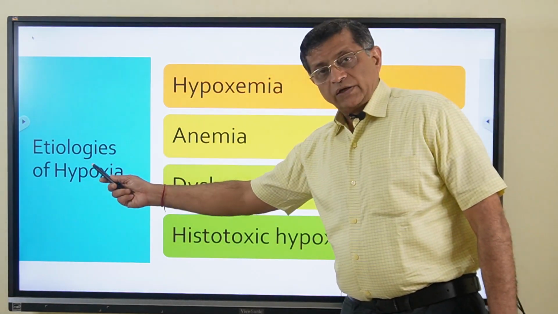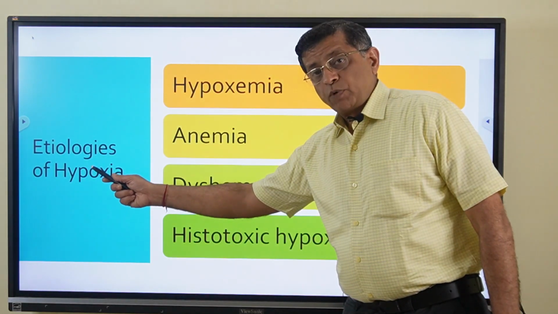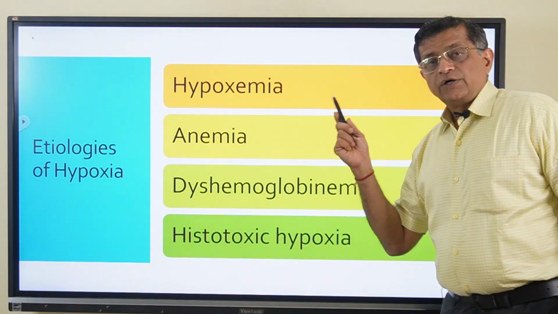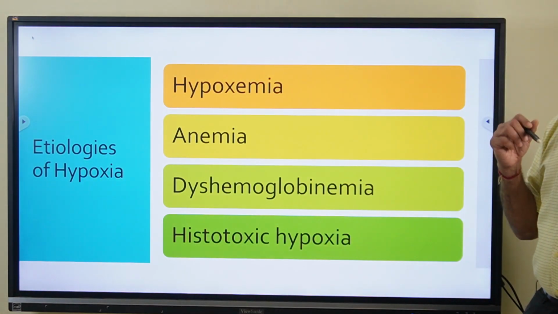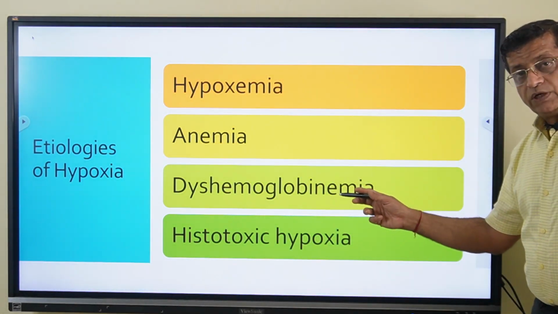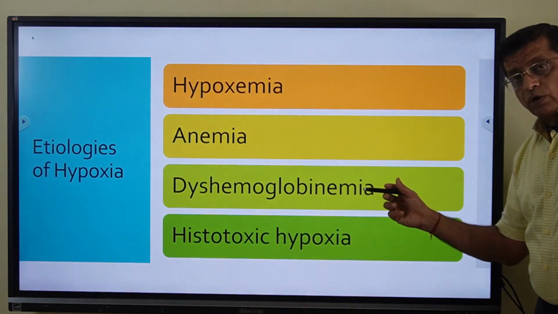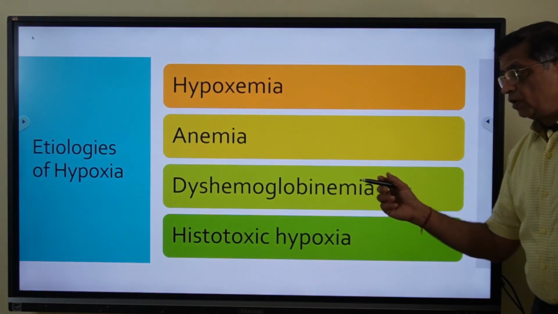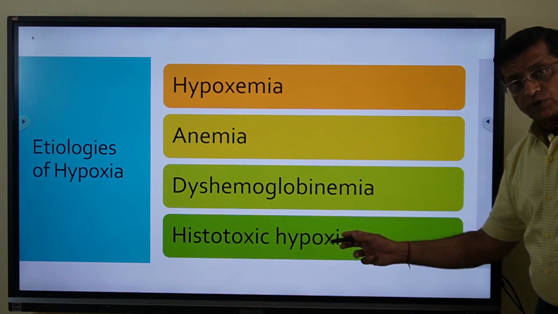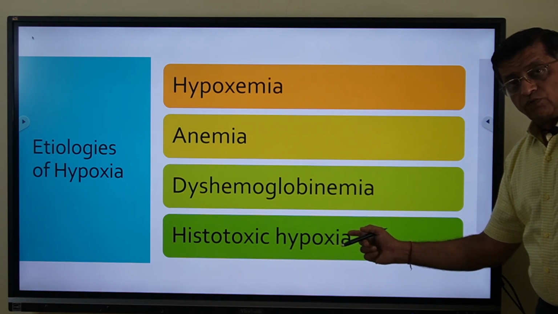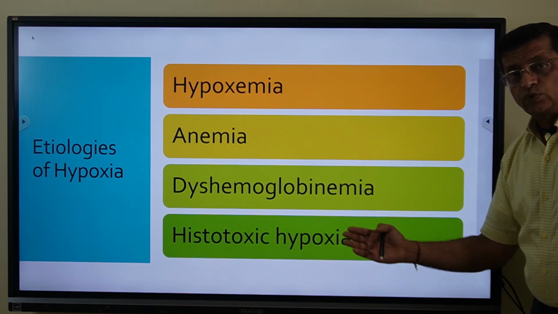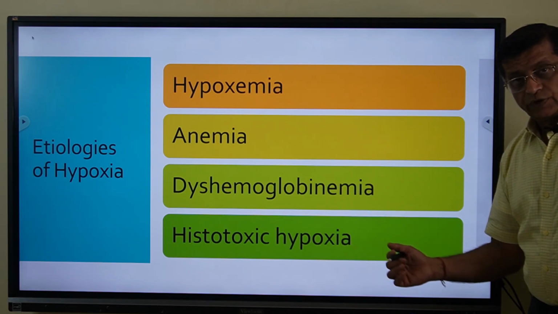The four categories of causes of hypoxia are: number one, and the foremost one, is hypoxemia, that is reduced oxygen partial pressure in blood; then anemia; then dyshemoglobinemia like carboxyhemoglobinemia or methemoglobinemia, we'll shortly discuss these two later in this lecture; and lastly, histotoxic hypoxia, for example in cyanide poisoning, when there is oxygen in the blood but the oxygen cannot be utilized due to improper phosphorylation.